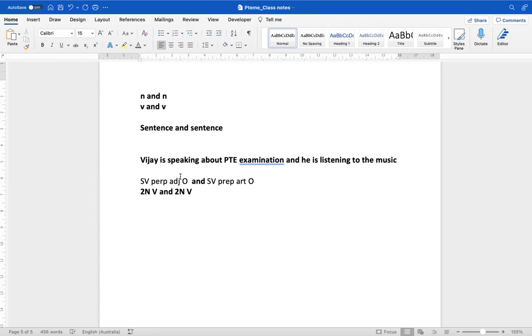However many nouns and verbs you have, that many nouns and verbs you should have after and. Why? Because an adjective is not really important. Adjectives are always optional. We don't count adjectives and adverbs while balancing sentences. Adjectives and adverbs are always optional, and we don't consider them while balancing sentences. Right, so this is about and.